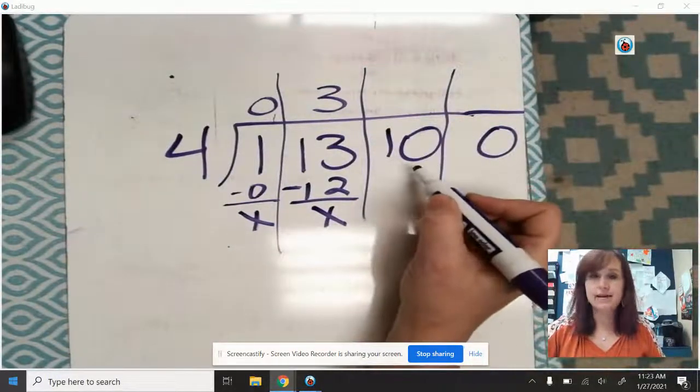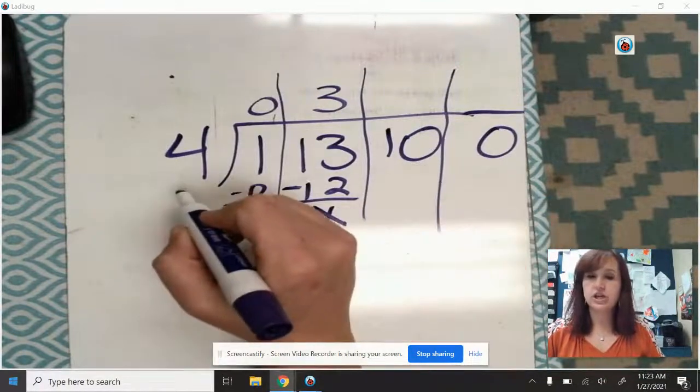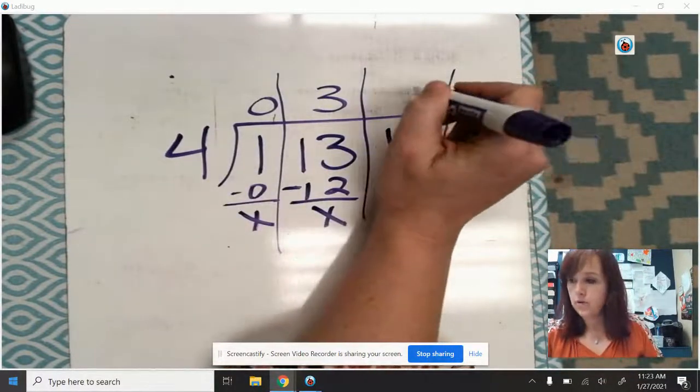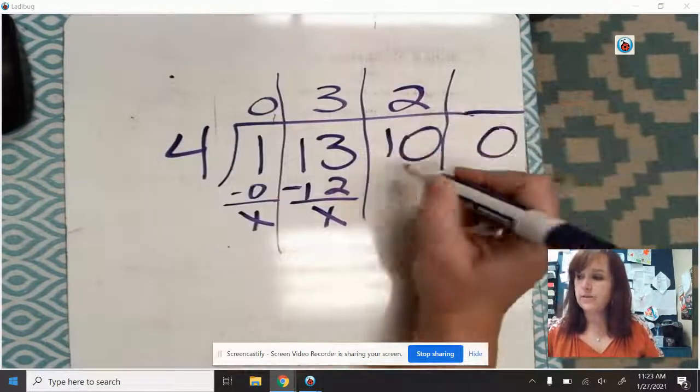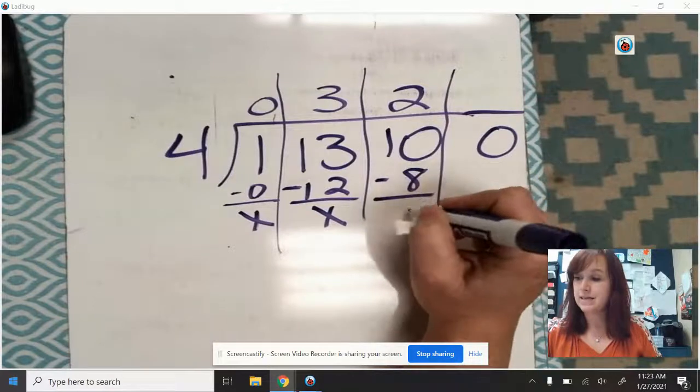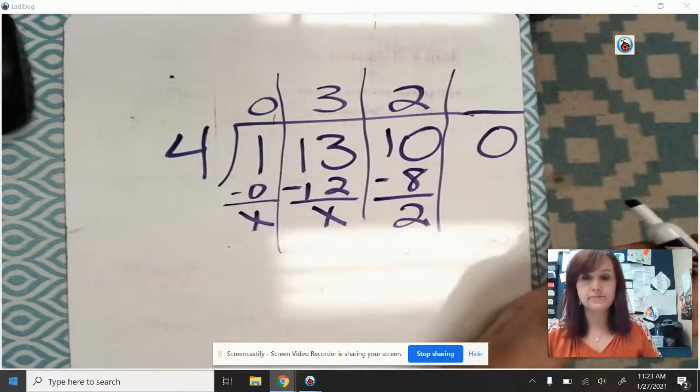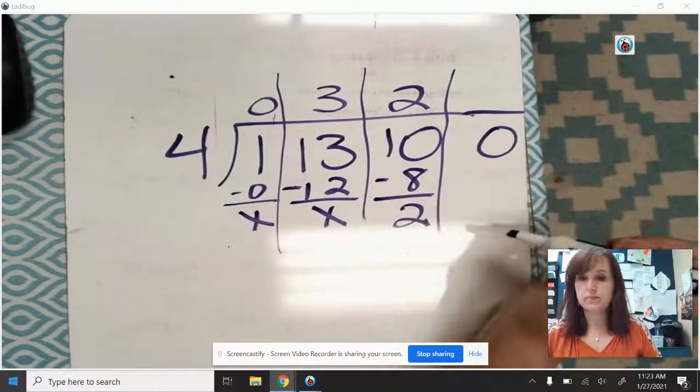So now I have 10 $10 bills. I'm going to share them with my 4 friends. So I can give each one of them 2. And in doing that, I'll have used 8 of my $10 bills. So I have 2 left over.